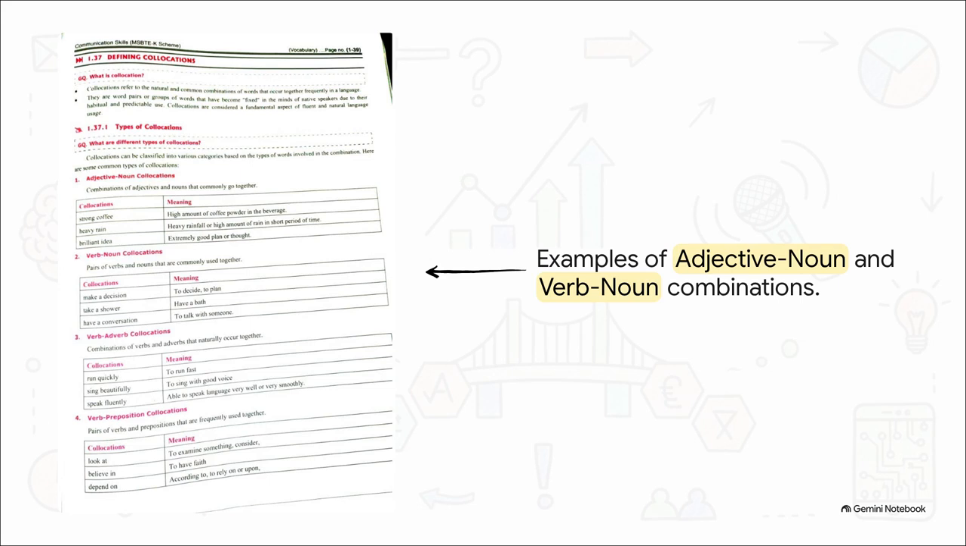And this brilliantly illustrates exactly what we're talking about. Check out this breakdown from the textbook. For adjective-noun collocations, we see strong coffee, which means coffee with a lot of powder, and our famous heavy rain. For verb-noun, we have make a decision, take a shower, and have a conversation. Seeing them grouped up like this really reinforces just how common these specific combinations are in our daily lives.